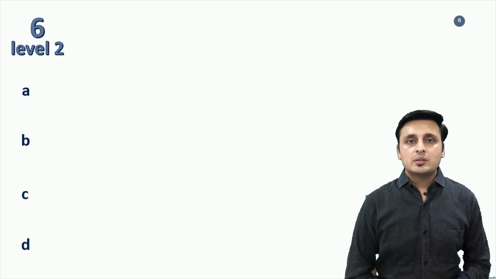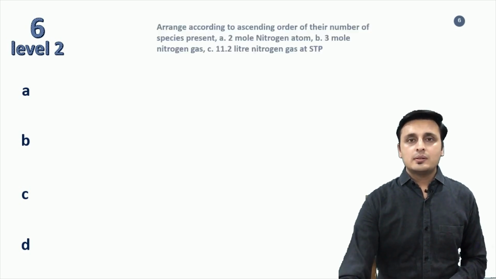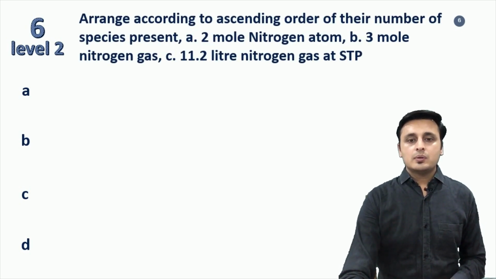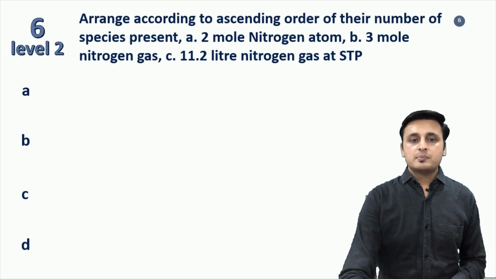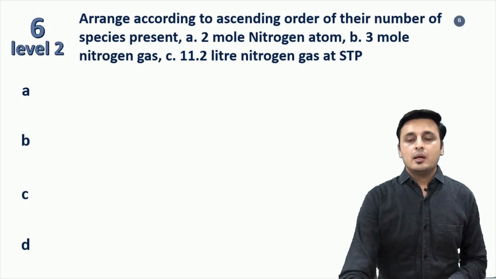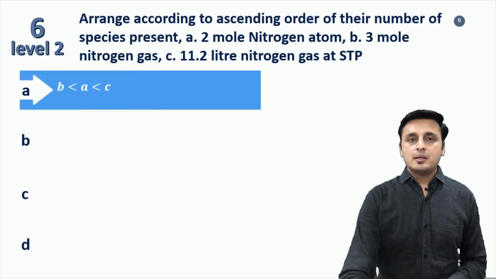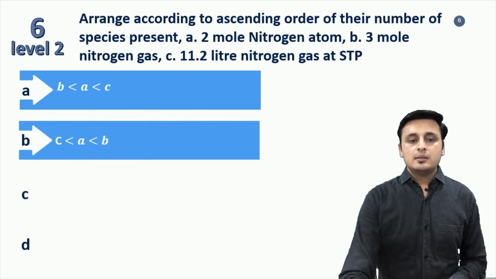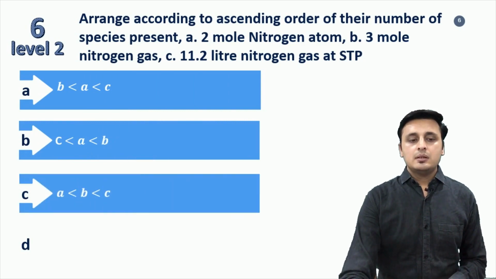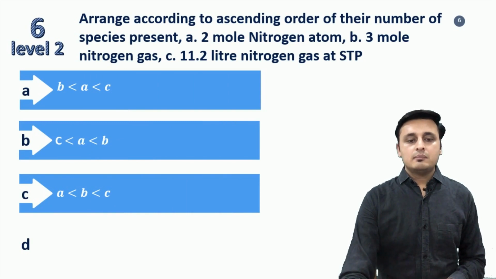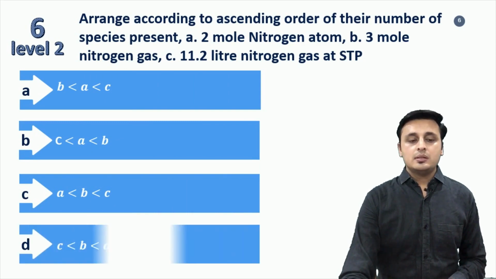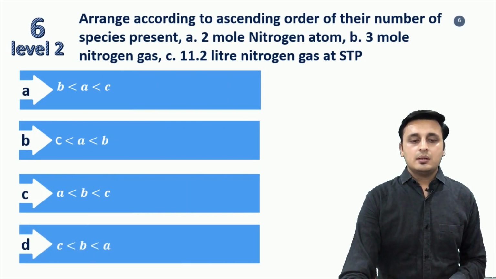Now presenting question number 6, level 2, and the question is: arrange according to ascending order of the number of species present. A, 2 mole of nitrogen atom. B, 3 mole of nitrogen gas. C, 11.2 liter of nitrogen gas at STP. Options are: option A, B less than A less than C; option B, C less than A less than B; option C, A less than B less than C; and option D, C less than B less than A.